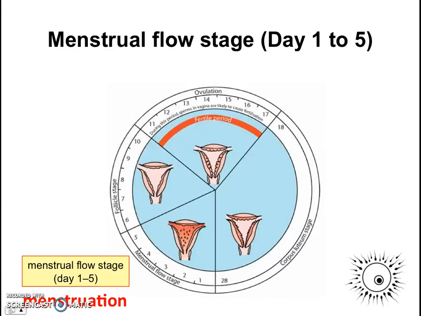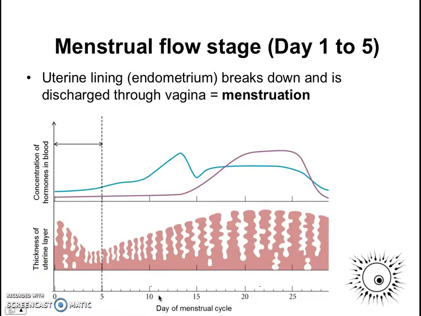Alright, we begin with the menstrual flow stage. Like we already mentioned, this stage is when menstruation takes place, which is the shedding or the breaking down of the uterine lining. So if we take a look at this diagram here, the menstrual flow stage would be from day 1 to 5, and take a look at what happens to the uterine lining. Right, this bottom part of the diagram shows the thickness of the uterine lining. We see that the uterine lining or the endometrium starts to break down and is discharged through the vagina. So that's menstruation.